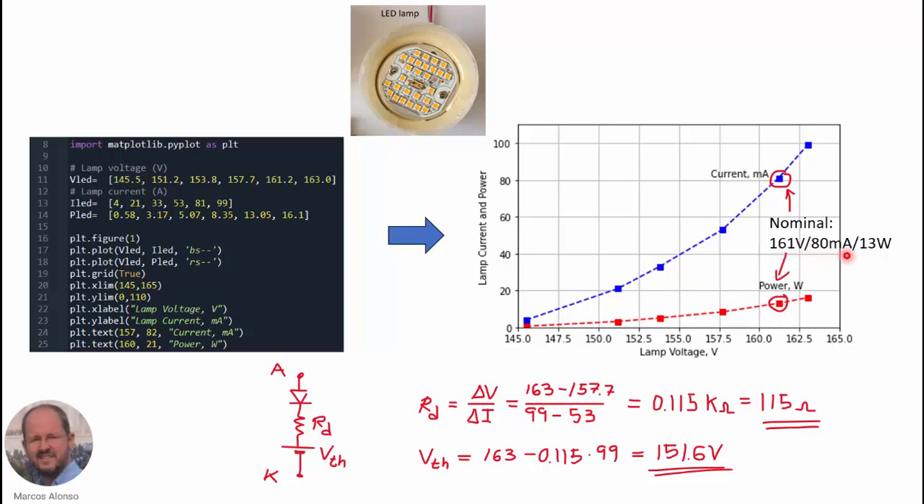the current is 80 milliamperes. And also from this characteristic, we have taken 2 points: 163 volts and 99 milliamperes, and 157.7 volts and 53 milliamperes. These are 2 points from these measurements. Then we can get the series resistance of the LED array and the threshold voltage of the LED array. So we can obtain the parameters of the model for this LED array.